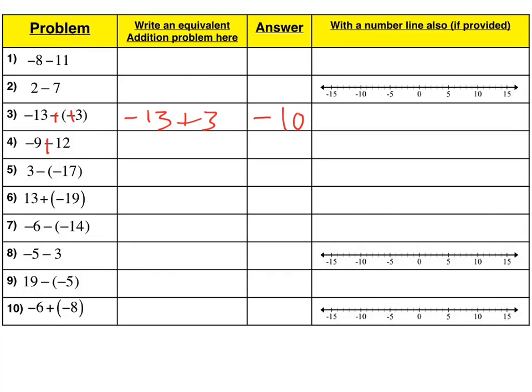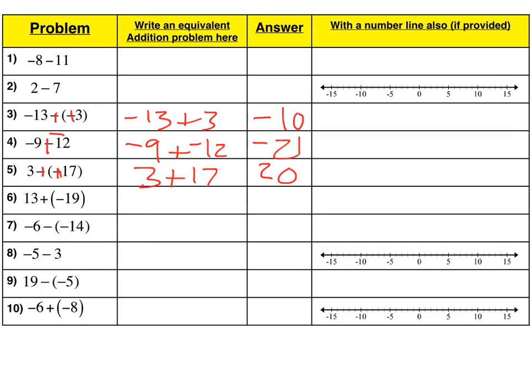Number 4, add the opposite, which gives us negative 9 plus negative 12. We have 21 negatives and 0 positives. Therefore, we have 21 more negatives than positives, so negative 21. Number 5, add the opposite. That gives us 3 plus 17. We have 20 positives and 0 negatives, 20 more positives than negatives, no number line to deal with.